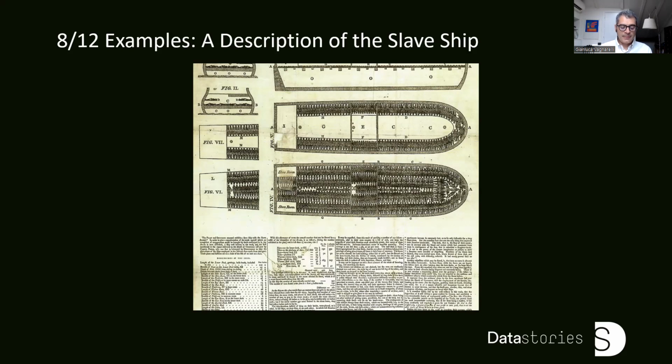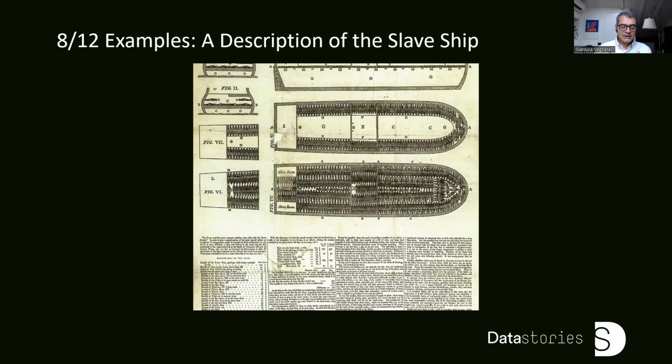So this diagram is the famous description of the slave ship. It is probably the most powerful image used by social and political movements fighting to abolish the slave trade. The diagram was created in 1787 to illustrate the conditions in which enslaved Africans were transported to the Americas using ships. The diagram quickly became an iconic image of the inhumanity of the slave trade.